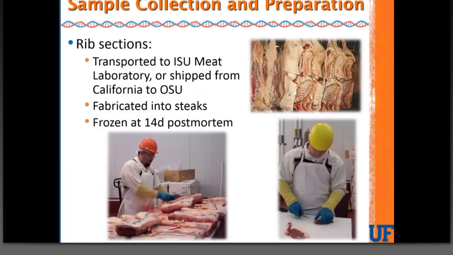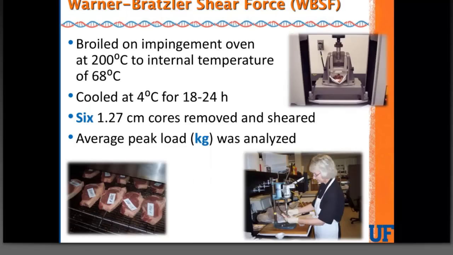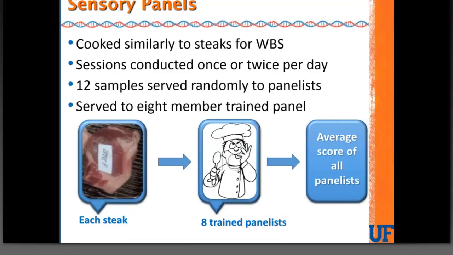For our study, we collected rib sections from each carcass, and all steaks were aged for 14 days from the harvest date. Two steaks were analyzed, one for Warner-Bratzler shear force. Now, Warner-Bratzler shear force really measures the force required to shear a cooked steak. And for this, we took 6 cores from each steak. They were sheared, and then the average peak load was analyzed. The other steak was used for sensory panel. We had a trained panel of 8 members which evaluated each steak, and then again the average score of all the panelists was analyzed.